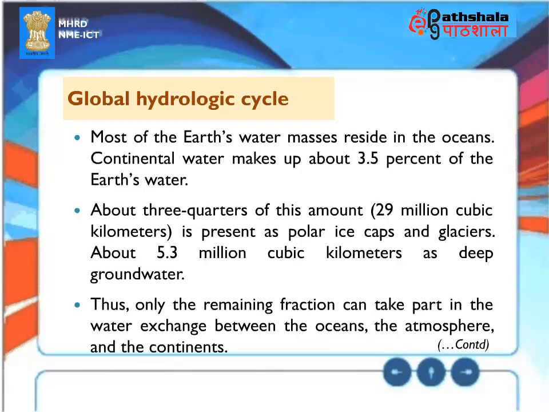Global hydrologic cycle. Most of the Earth's water masses reside in the oceans. Continental water makes up about 3.5% of the Earth's water. About 3/4 of this amount, 29 million cubic kilometers, is present as polar ice caps and glaciers. About 5.3 million cubic kilometers is deep groundwater. Thus, only the remaining fraction can take part in the water exchange between the oceans, the atmosphere, and the continents.